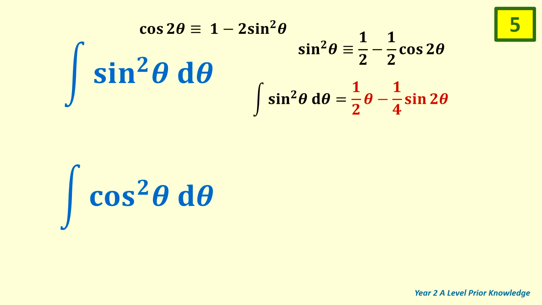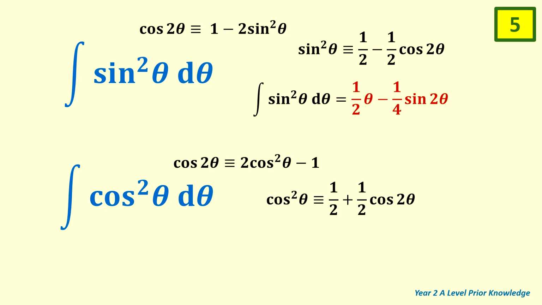And then similarly for cos squared theta d theta, we start with the double angle formula for cos, which is cos 2 theta is 2 cos squared theta minus 1. We make cos squared theta the subject, and the only difference, as you may notice, between the expression for sine squared and cos squared is that there's a plus rather than a minus. So when we integrate that, the only difference in the answer is that it's a half theta plus 1/4 sine 2 theta.